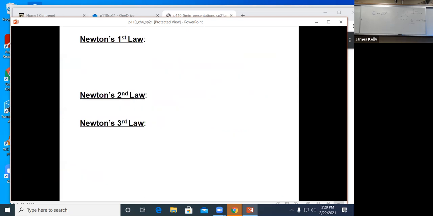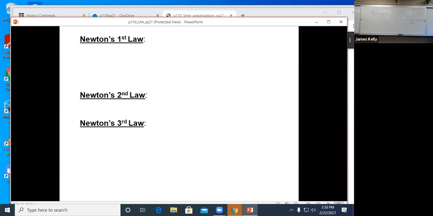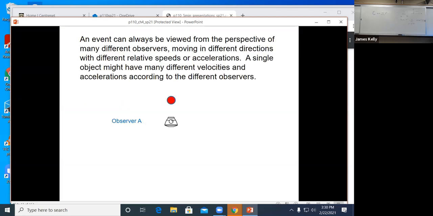Okay, so the connection between forces and motion is Newton's laws. So we're going to go through these one at a time. And first, Newton's first law, which is kind of the most confusing of the 3 laws.